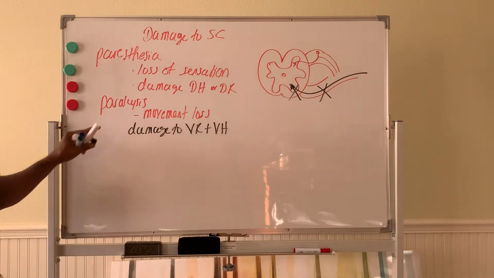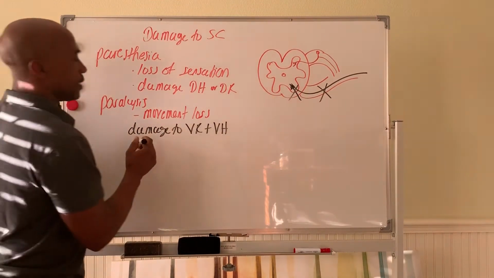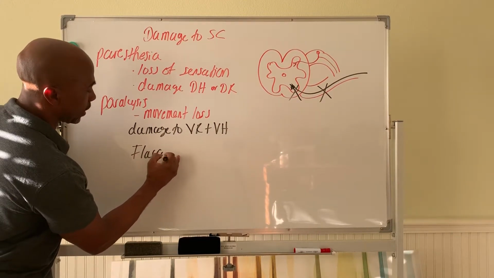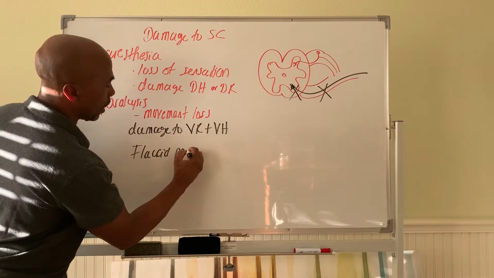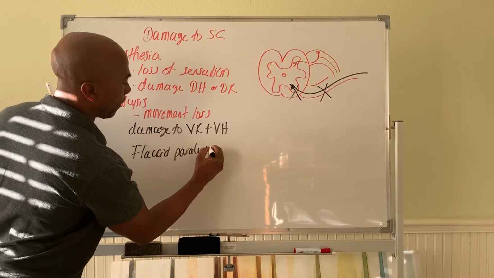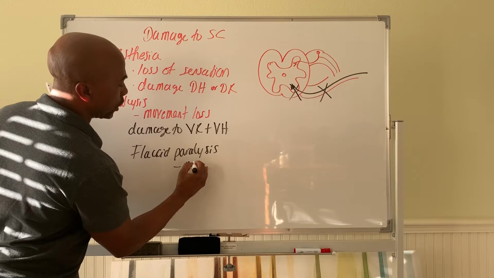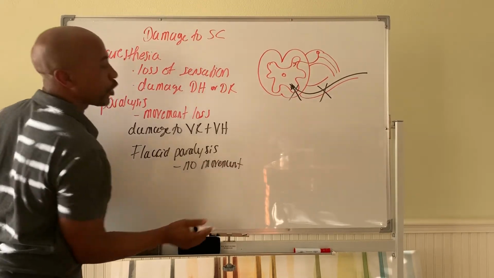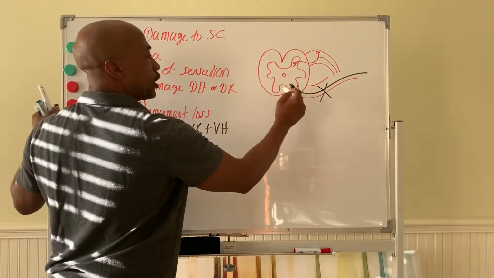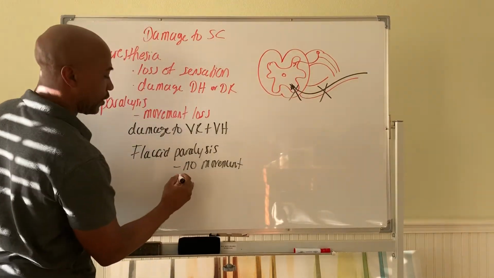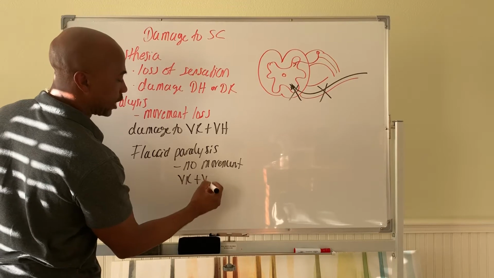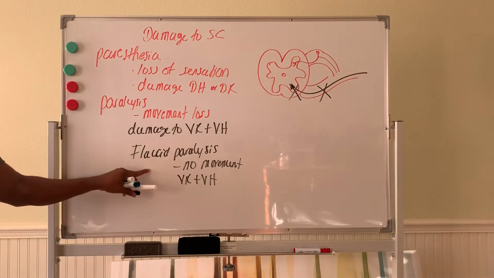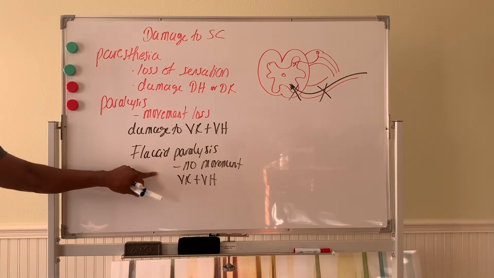Now, sometimes the paralysis is said to be flaccid. So in flaccid paralysis, there's absolutely no movement. Because again, you have damage either here or here, and there's nothing going out, no matter what. So again, this is VR and VH damage. Ventral roots or ventral horn damage can cause flaccid paralysis where there's no movement whatsoever.